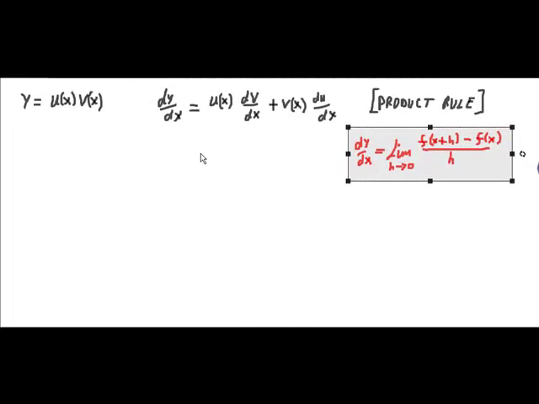This is the product rule of differentiation, and the product rule says that if you've got two functions, u which depends on x and v which depends on x, and if y is the product of the two functions, well then dy/dx is given by the rule u dv/dx plus v times du/dx.